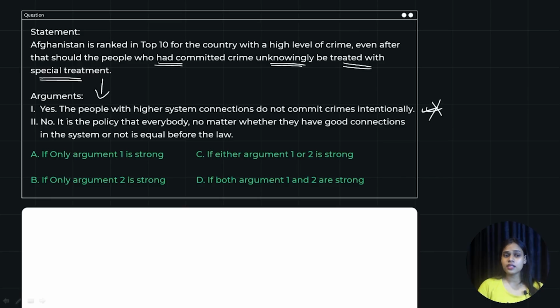And argument 2 says no, we should not give any special treatment because everybody is equal before the law, no matter if they have good connections or not. So yes, in a democratic country or in any country, everyone, no matter if they have good connections or not, is equal before the law. So we have to take only argument 2 as a strong argument and not 1, because people can commit crimes intentionally as well. So we are going to go with option B, that is only argument 2 is strong.